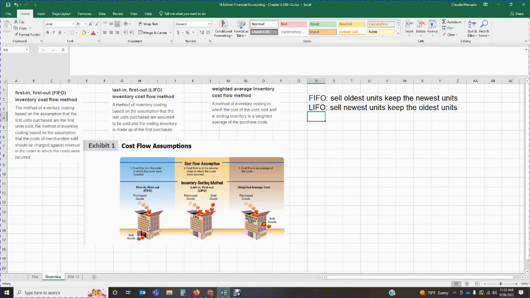As you're buying the goods, those are flowing through the process, and whatever goes in first is the first one that's going to be sold. They go in that particular order.